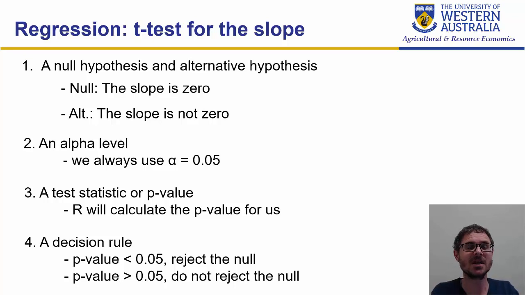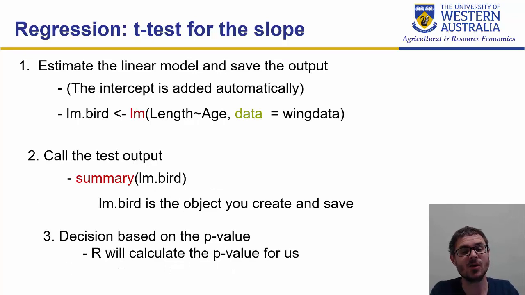We will be calculating a test statistic, but we are going to use the p-value decision rule, the same one that we're always using to date. Less than 0.05, reject the null. Greater than 0.05, do not reject the null. How are we going to do all this? Well, it turns out that you've already seen this.